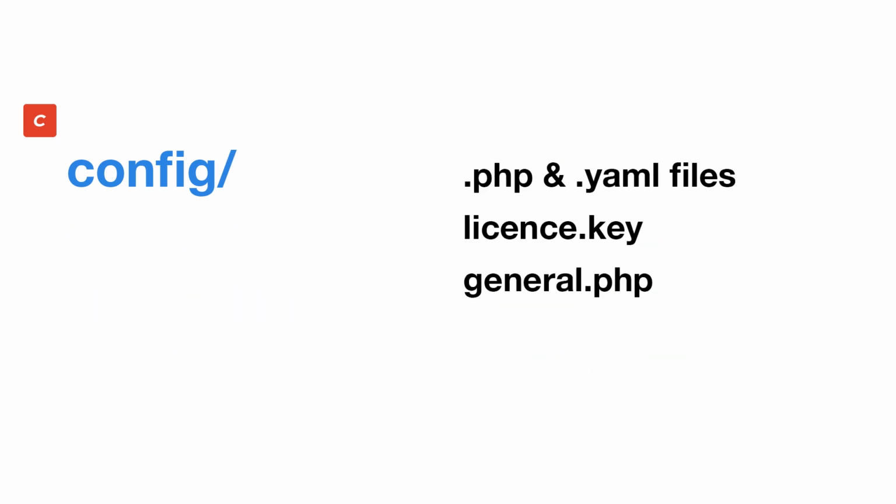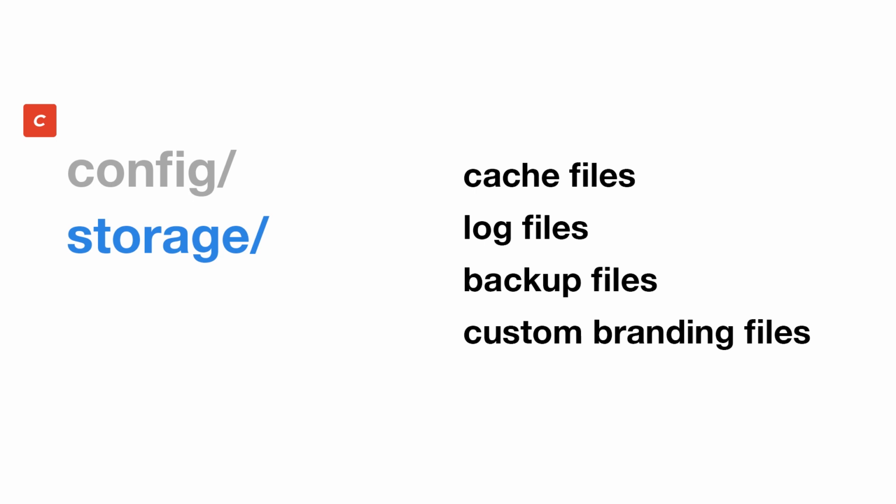The config folder holds .php and .yaml configuration files, as well as the license key and the general.php file that can hold custom config options. The storage folder holds temporary files like caches and logs, as well as backup and custom branding files for Pro license users. The templates folder holds your front-end Twig and HTML template files to render content.